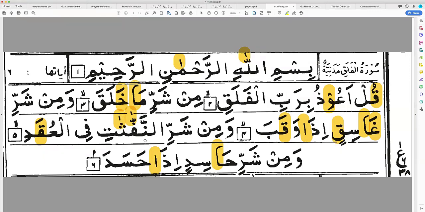Wa min sharrin nafathati fil uqad. Okay, let's just take it from the sheen. Sharrin, nafa. Sharrin nafathati fil uqad. Well done.